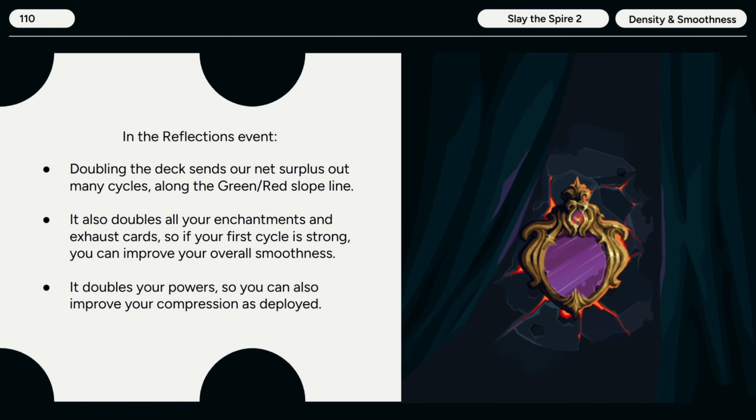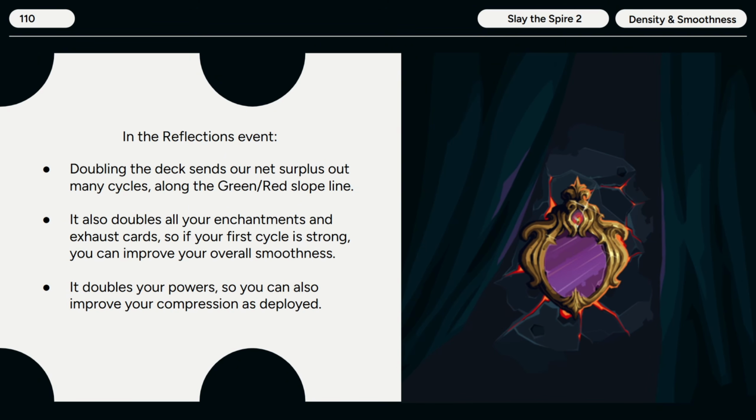Let's assess the reflections event. In the reflections event, doubling the deck sends our net surplus out many cycles along the red-green slope line. It also doubles all your enchantments and exhaust cards. So if your first cycle is strong, you can improve your overall smoothness, right?